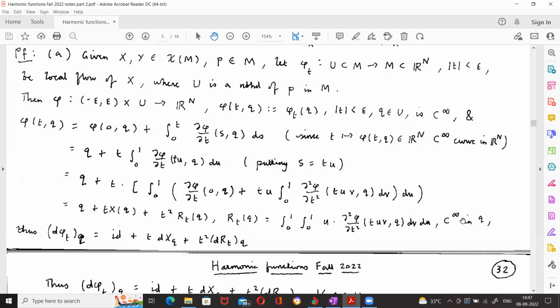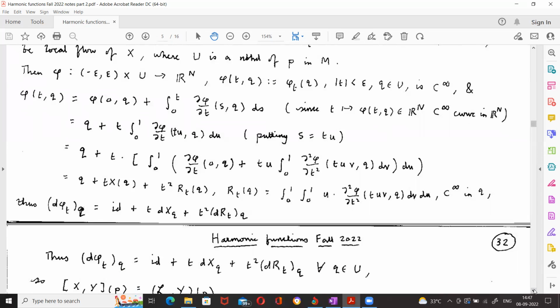So this is a smooth function of q. Yes. So now, this is my phi t of q. I now take the derivative with respect to the q variable on both sides. So on the left-hand side this becomes d phi t at the point q.